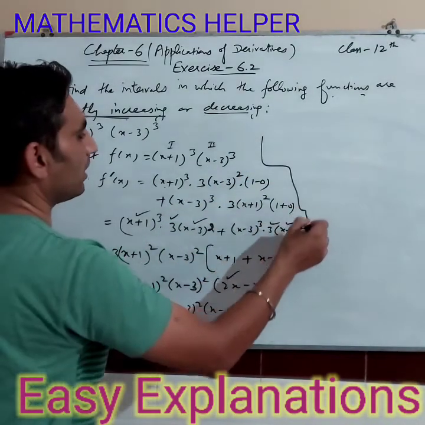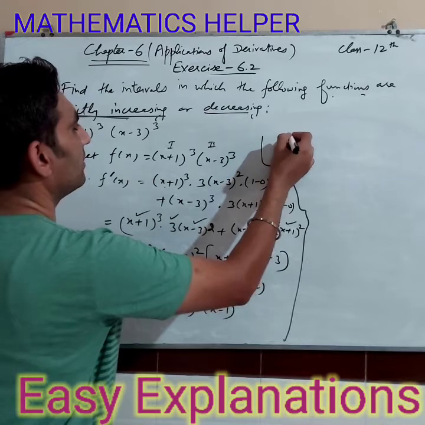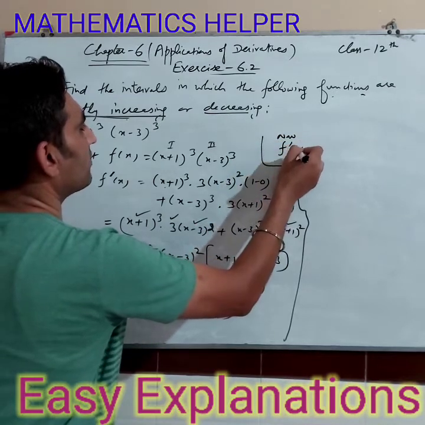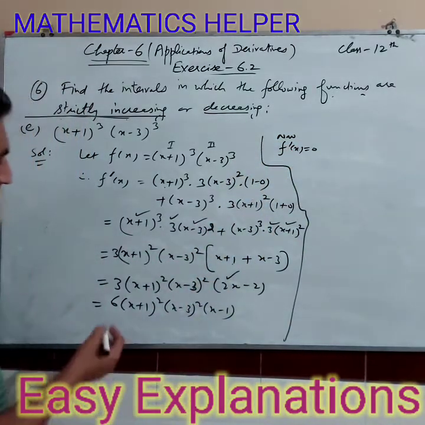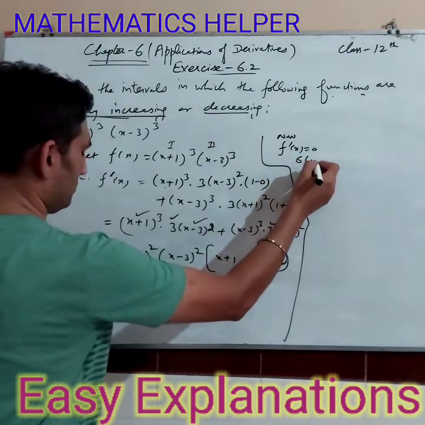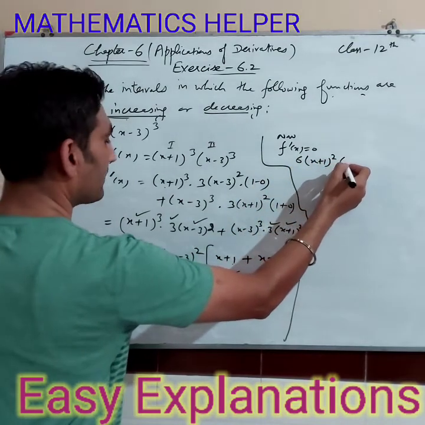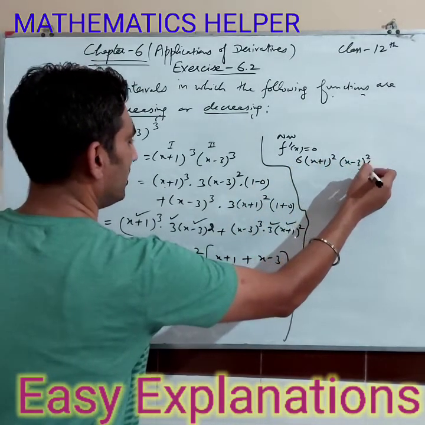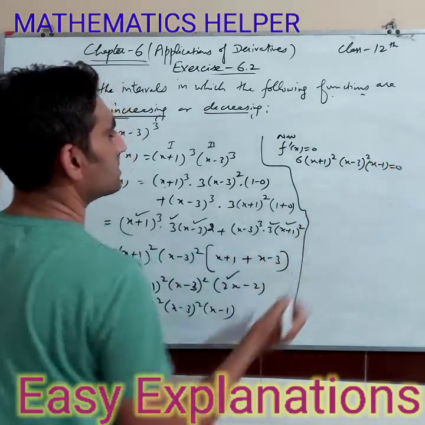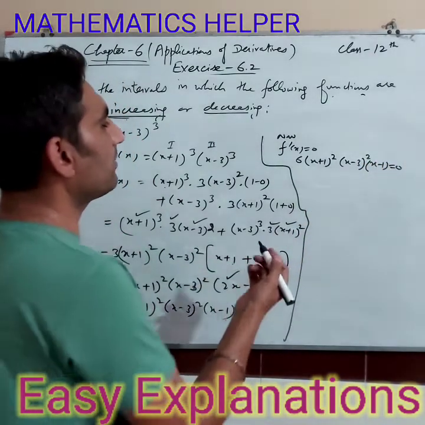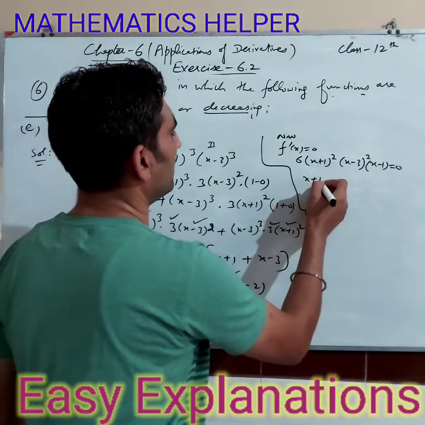So if we think about putting f dash x equal to 0, that means we have to put 6 into (x plus 1) square, (x minus 3) square, into (x minus 1) equal to 0. Just think about values. Very first thing, it will be like this.